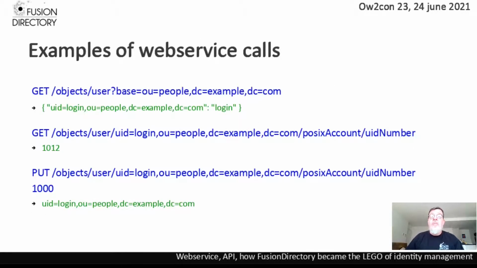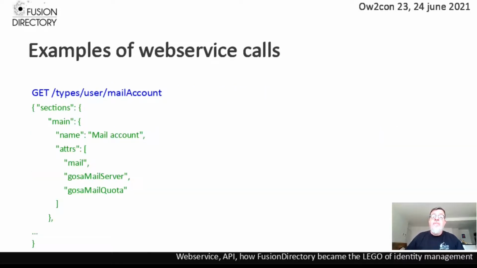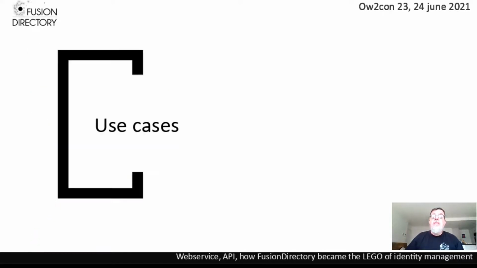Here you have some examples of web service calls. Let's look for a user. Let's look when you know the UID number of the user, and then let's put a new UID number to this user. Here is an example for a mail account. How can I get the attributes mail, Gosa mail server, Gosa mail quota on the mail account?